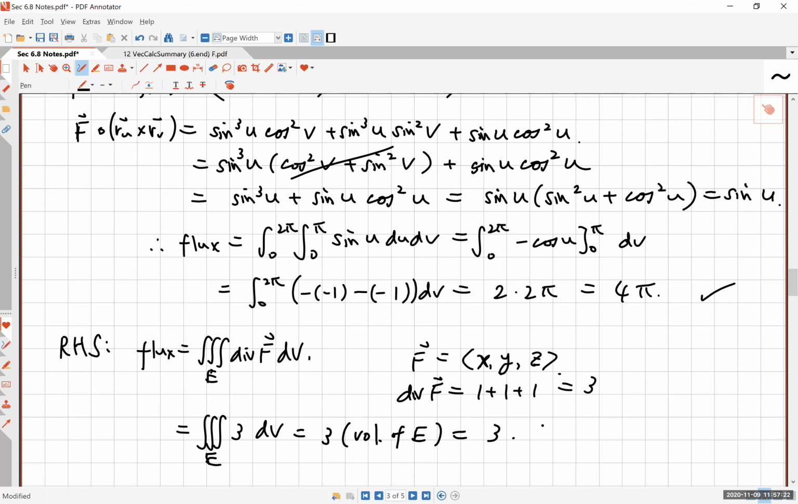And what is the volume of E? It's 4/3 pi r cubed, right? So this is, of course, 4 pi. We are done. And so, sometimes one side is much easier. And this is the power and effectiveness of the divergence theorem.